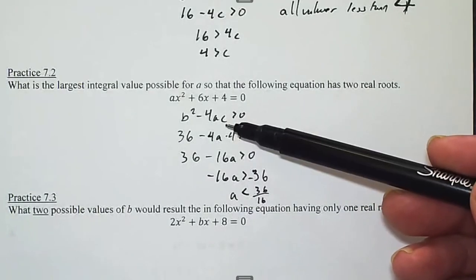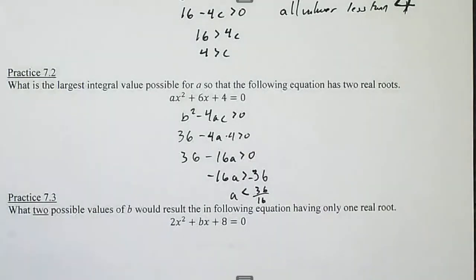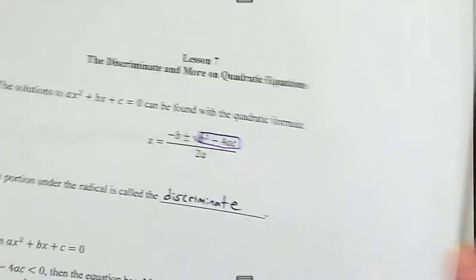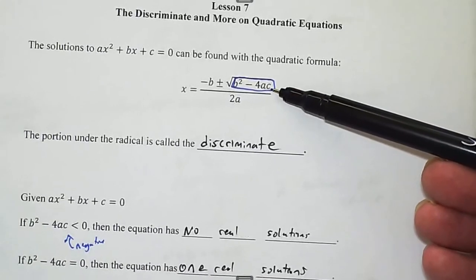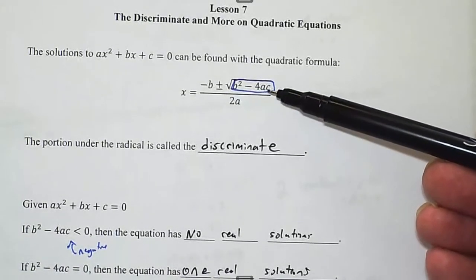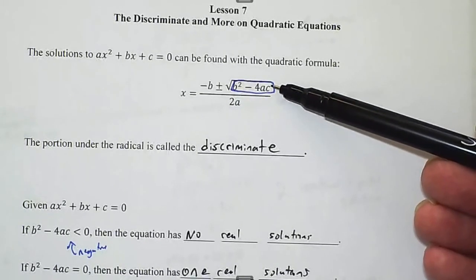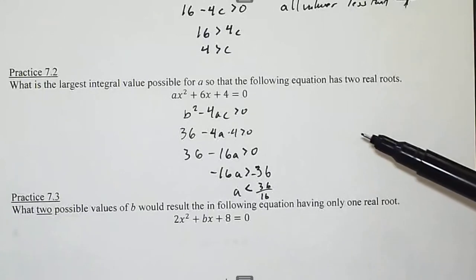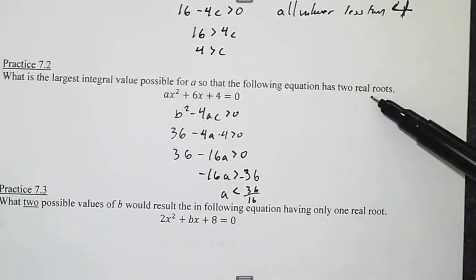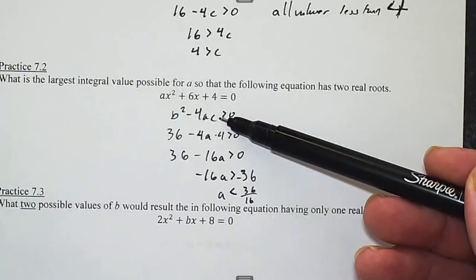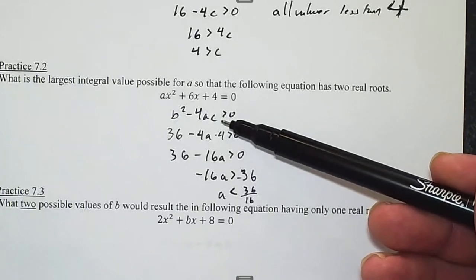So where does b squared minus 4ac appear in the quadratic formula? It appears underneath the square root. So if this is negative, I'll have no real solutions. So in order for me to have 2 real roots, it has to be positive. If it's 0, it gives me only 1 real root.